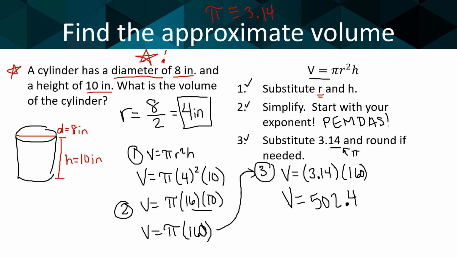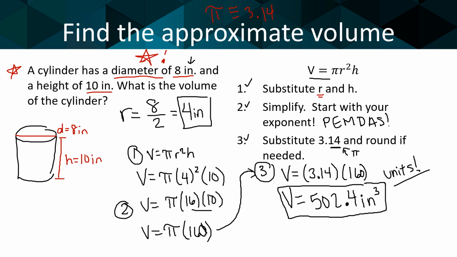Leave it like this. Just get those units in there. Units. What are our units? Let's find out. Inches, and since we are dealing with volume, this is 3 dimensions, or the third dimension that we're in, so it's to the third power. And that is our approximate volume answer. Now, on the flip side, our exact answer would have been 160 pi inches cubed.